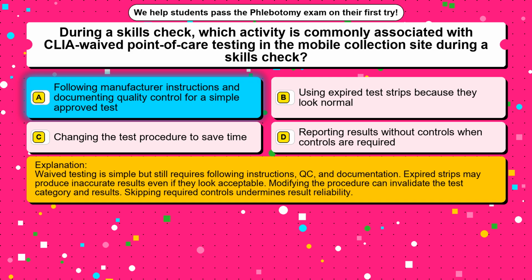Waived testing is simple but still requires following instructions, QC, and documentation. Expired strips may produce inaccurate results even if they look acceptable. Modifying the procedure can invalidate the test category and results. Skipping required controls undermines result reliability.